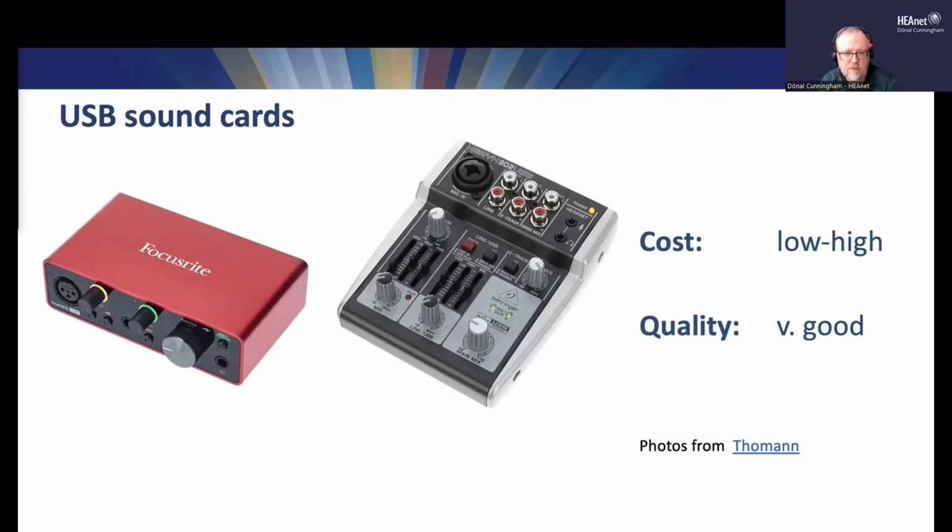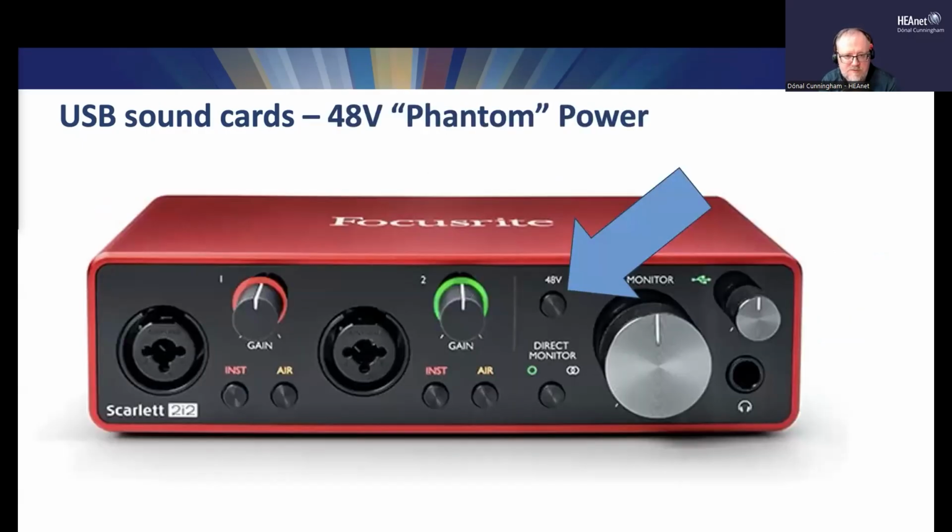XLR microphones come in two flavors, condenser and dynamic. The main difference being that the former needs 48-volt phantom power, which is normally provided via a switch on the USB sound card or mixer. Smaller mixers and USB sound cards, like the Behringer one on the right, do not have this option, so choose carefully before buying. The button which controls this is usually labeled either phantom or 48 volt or power, as you can see here on the Scarlett 2i2.